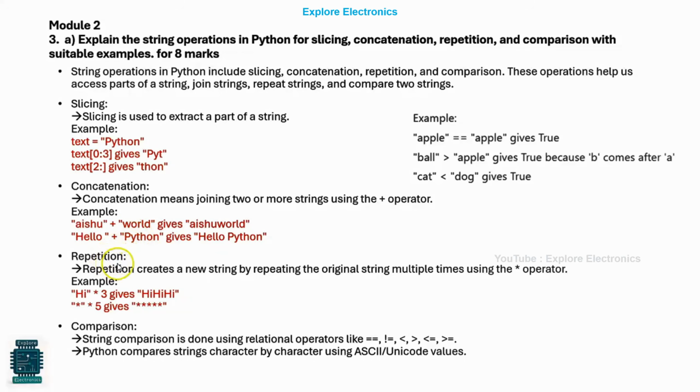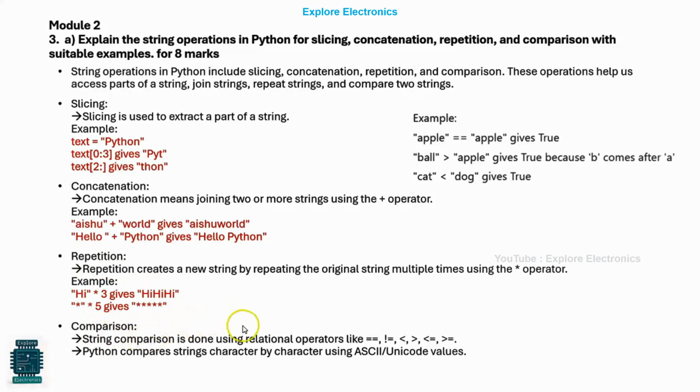In case of repetition, it creates a new string by repeating the original string multiple times using multiply operator. Let us see how exactly. Hi into 3, which gives hi hi hi without any blank space. Here I am using the multiply operator itself, which gives multiply 5 I am using. That's why it will multiply 5 times the same operator as it is. Clear with the repetition? If I want to repeat anything, however many times I specify, it will give that. Clear with it? And the fourth one is comparison.